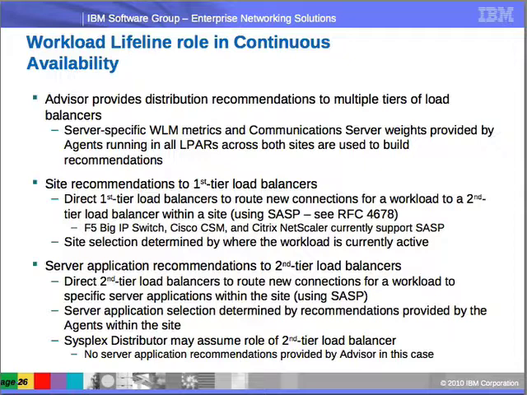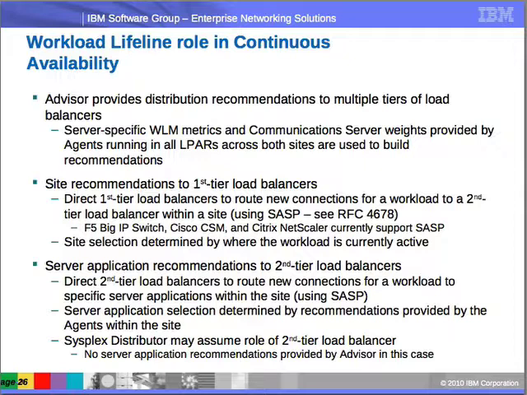So what the advisor does, as I mentioned, is provide distribution recommendations to 2 tiers of load balancers. There are several different types of recommendations, and we'll get to those on the next slide. For the first tier load balancers, the advisor gives site recommendations. It basically tells the first tier load balancer which site to send requests to, and that first tier load balancer then sends those requests to a second tier load balancer. And here's a list of vendor load balancers that currently support SASP.